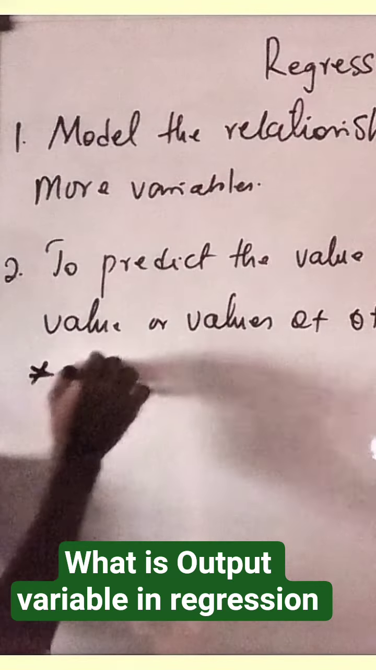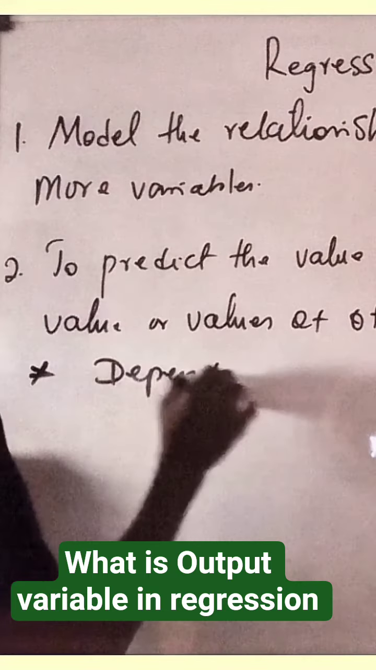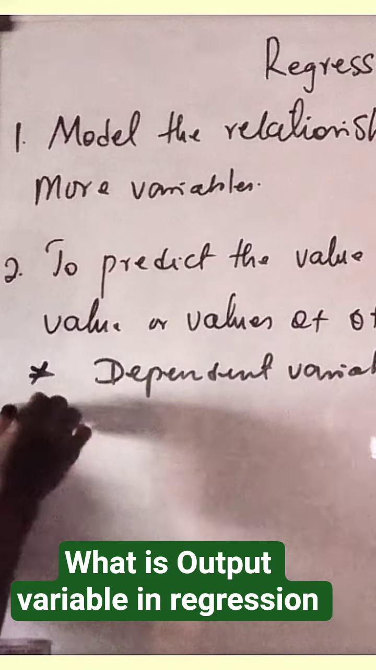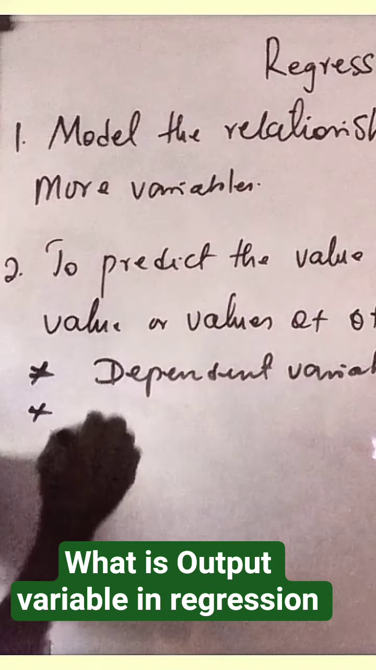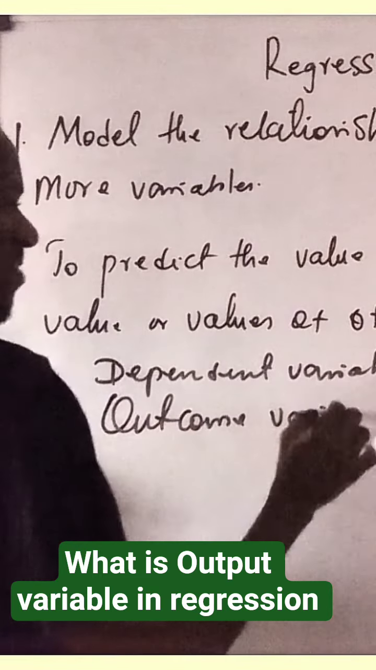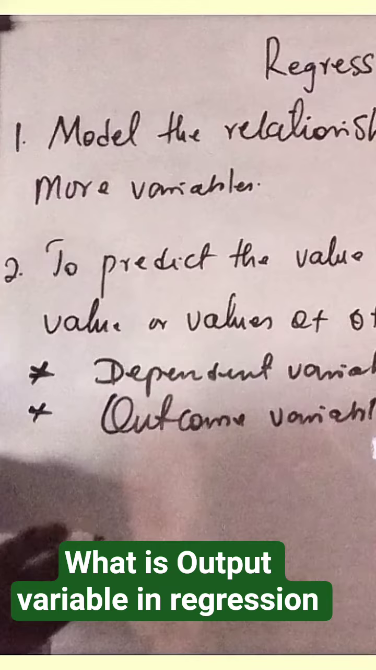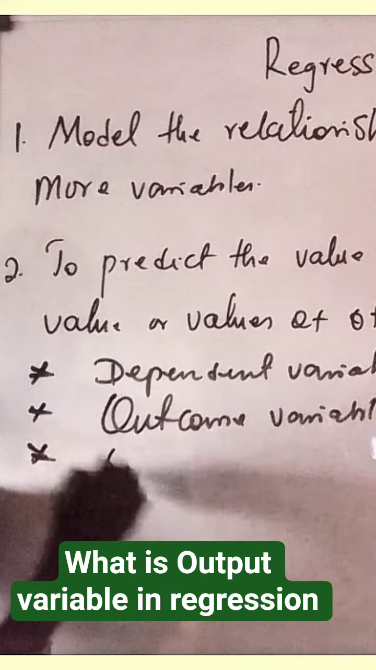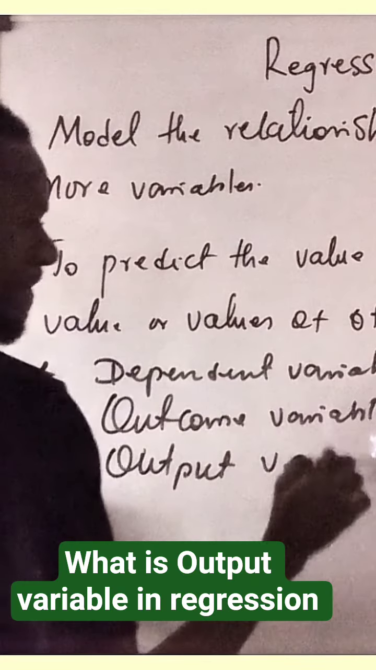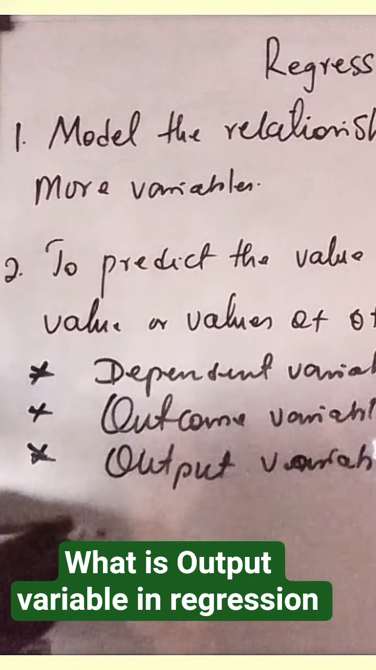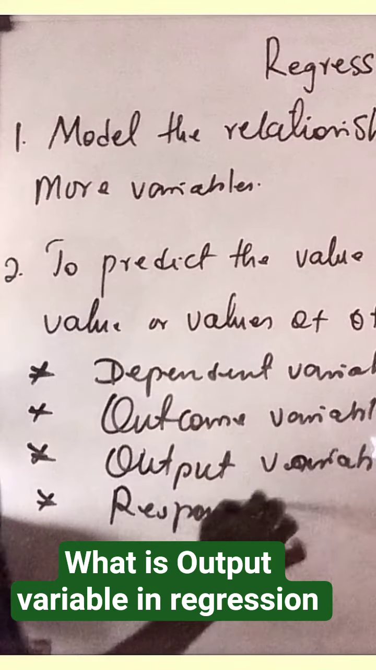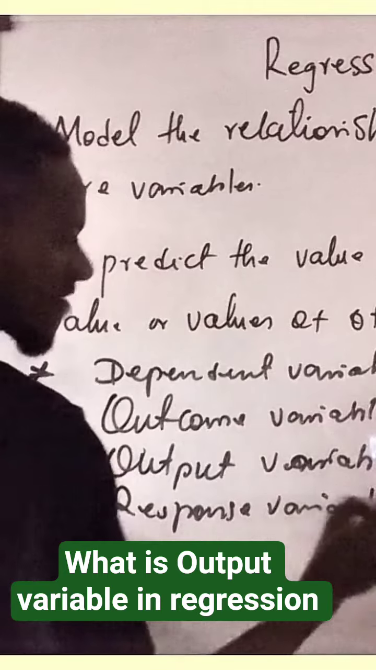What we call the dependent variable. It can equally be called the outcome variable. It can as well be called the output variable. And it can as well be called a response variable, depending on the field of study.